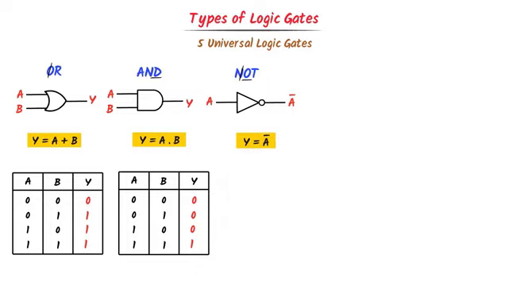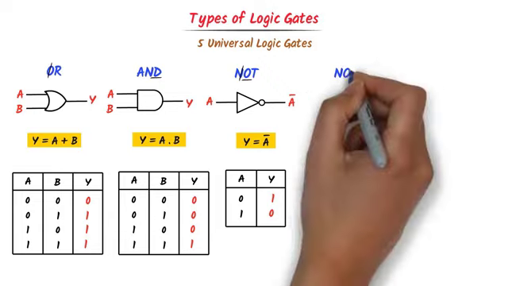For example, consider this truth table. The possible values of A are 1 and 0. What about the value of Y? Well, just inverse the value of A. The inverse of 1 is 0 and that of 0 is 1. Hence this is the truth table of NOT gate.